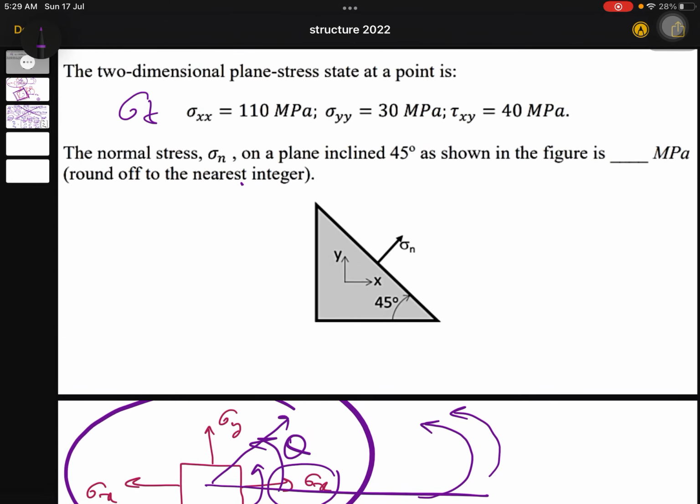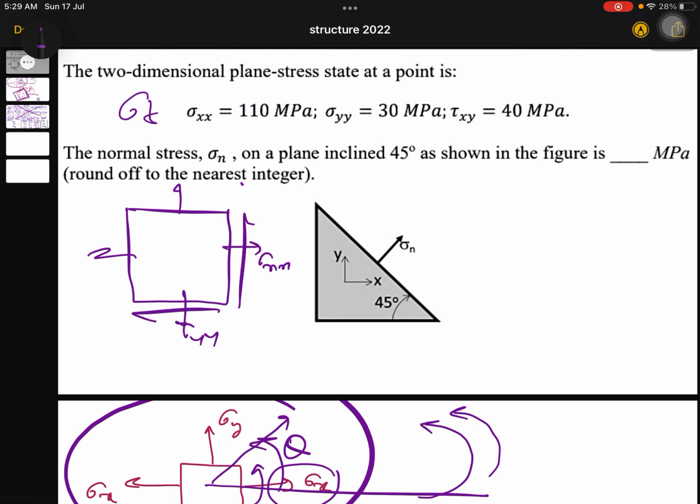So this element was like this in the beginning. Sigma xx and sigma yy were given, and of course tau was acting like this. This was the initial case. Then they tilted the element.